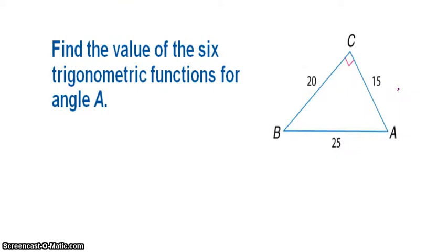So, if I give you a right triangle, I might ask you to just give me the value of all 6 trigonometric functions. So I would do two things first. I would locate my angle and label all my sides. So this is my hypotenuse because it's across from the right angle. This is my opposite, and this is my adjacent.